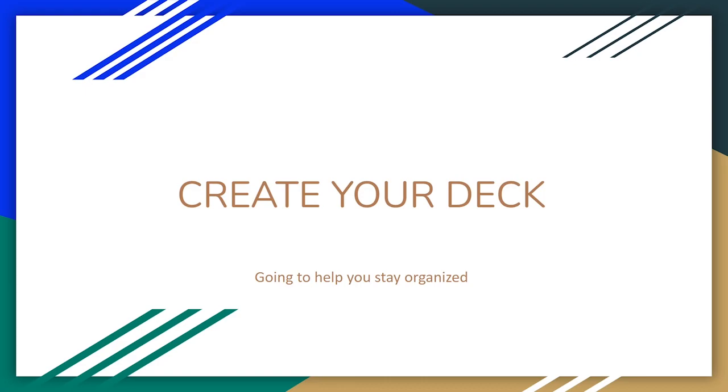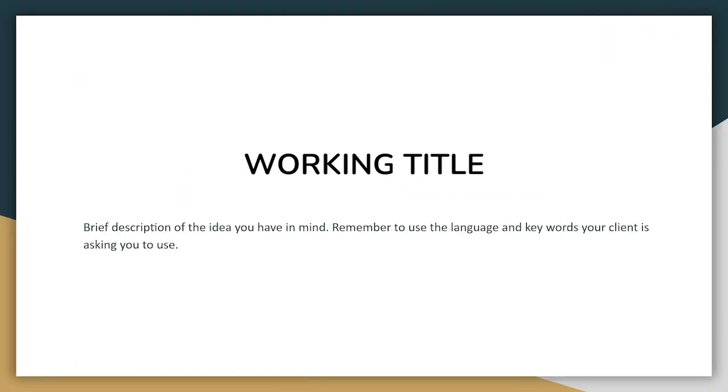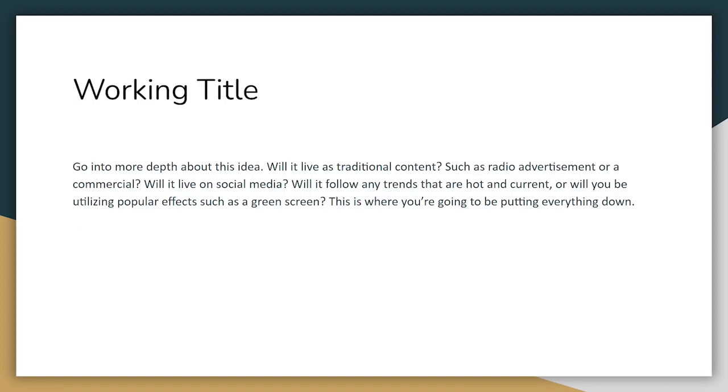You're going to have the brand on the first page. The second page is going to have the working title and a brief description of the idea that you have in mind. Remember to use the language and the keywords your client is asking you to use. This is going to be important because this is how you're going to format every idea. This is going to be idea 1, followed by idea 1 part 1. It's going to have the working title, same thing, so that they know that it's still the same idea. Then you're going to go more into depth about the idea.